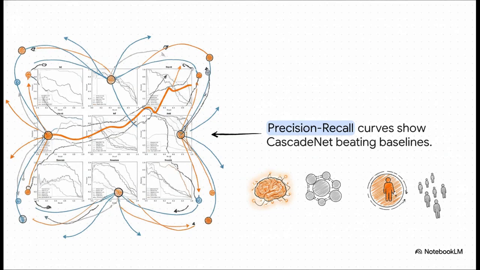And we see the exact same story in these precision recall curves for network edge detection. Visually, the sheer dominance of the orange line over the gray lines proves that CascadeNet maintains substantially higher precision. Whether the trend acts like a complex social contagion requiring multiple exposures or just a standard epidemic, CascadeNet consistently recovers the true network topology. Meanwhile, those rigid baseline models, they just fall apart.